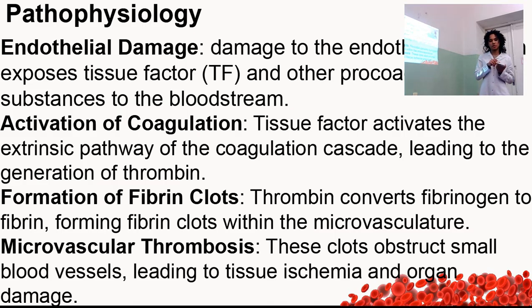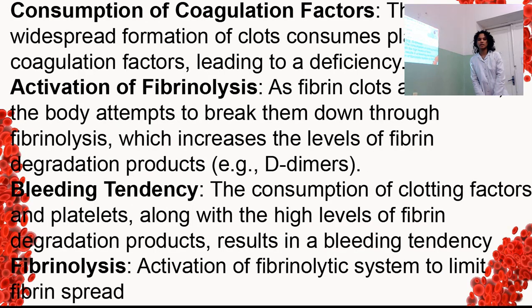Then microvascular thrombosis. The clots obstruct the small blood vessels, causing ischemia and organ damage. Then there is consumption of coagulation factors. The widespread formation of clots consumes platelets and coagulation factors, leading to a deficiency. Then activation of fibrinolysis. As the body attempts to break down the fibrin clots through fibrinolysis, it increases the levels of fibrin degradation products in the blood.